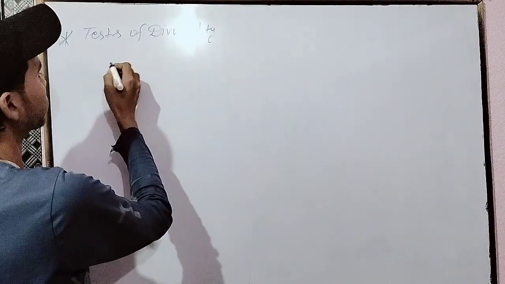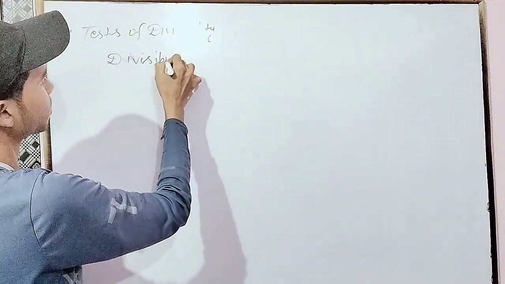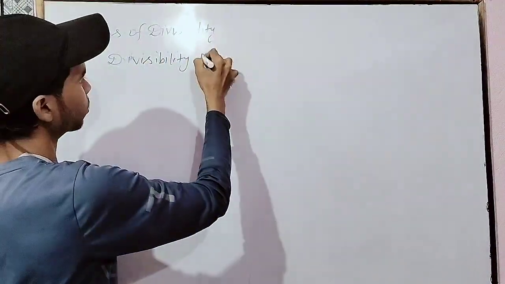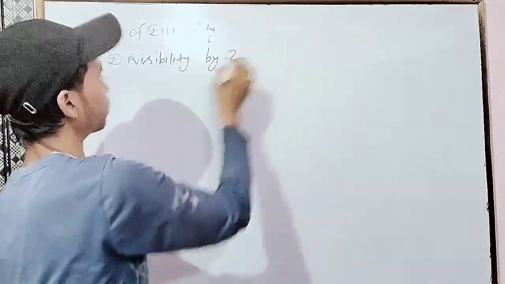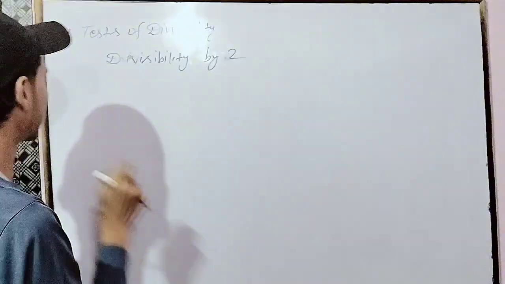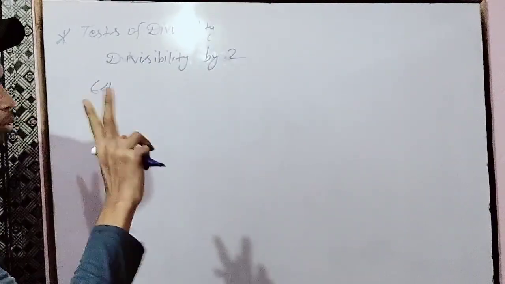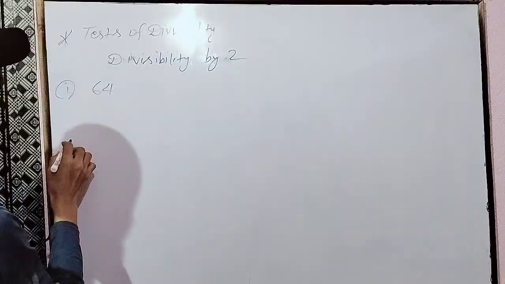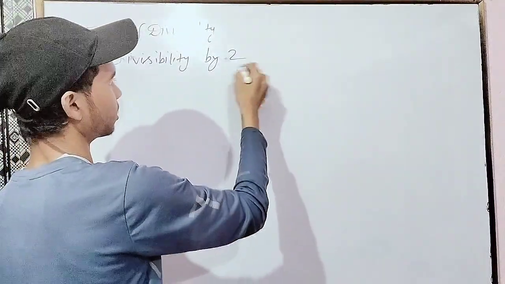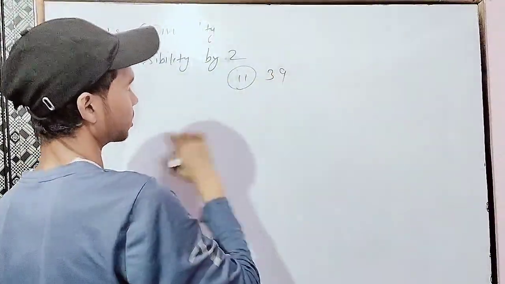Part 2. Now look here. Divisibility by 2. You have a given number, let's say 64. You have two given numbers. This is one, and the second is 39.